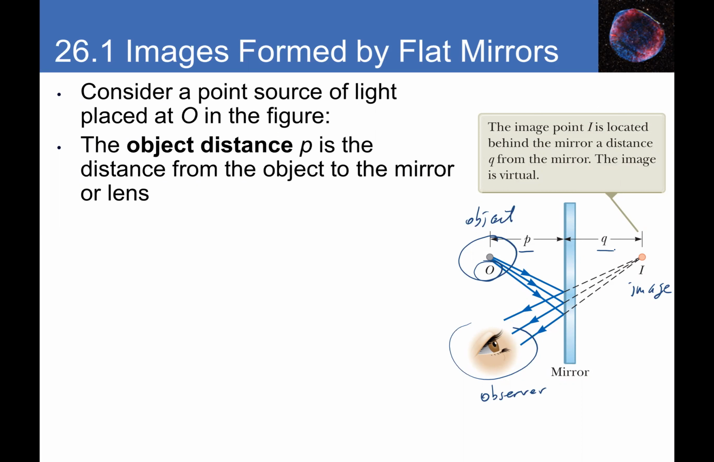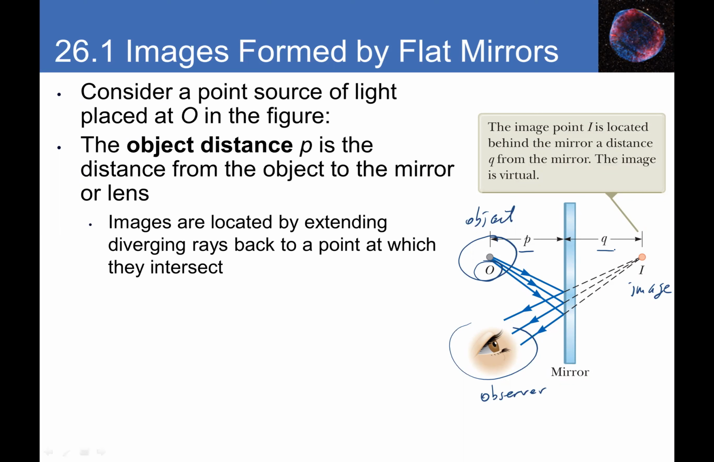So the observer here, you can say that we use the observer to understand where the image will be. Anyways, O is the position of the object, P is the distance of that object from the mirror, I is the position of the image, Q is the distance from the image to the mirror. All right. So one thing we have here, as you can see, is the images are located by extending diverging rays back to the point at which they intersect.